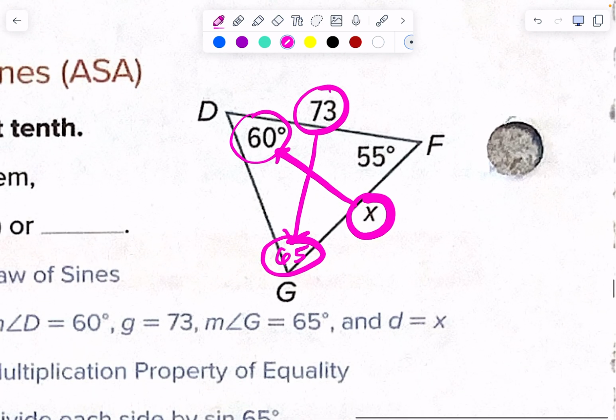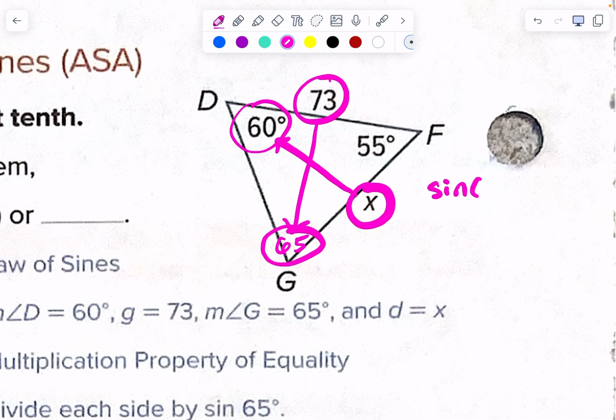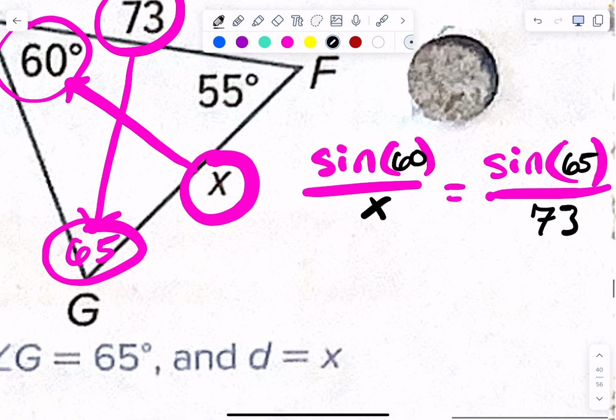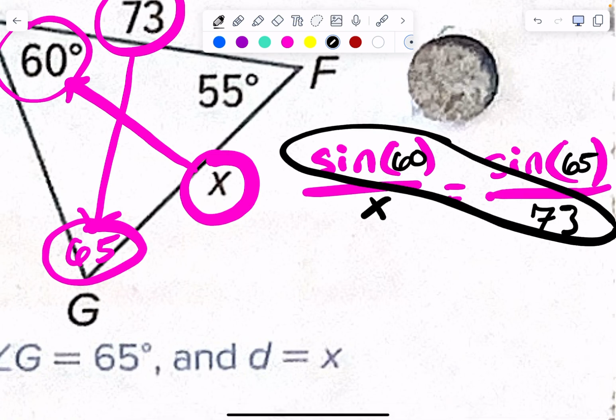All right, now we set up our sine stuff. So sine of something over something equals sine of something over something. All right, let's plop our stuff in. Sine of what? What angle would you like to do? 60, okay, over x, and sine of 65 over 73. Okay, which ones are we going to multiply? The 60 and 73. So sine of 60 times 73, and then divide by sine of 65. Okay? Cross multiply, then divide to get the x. X is?